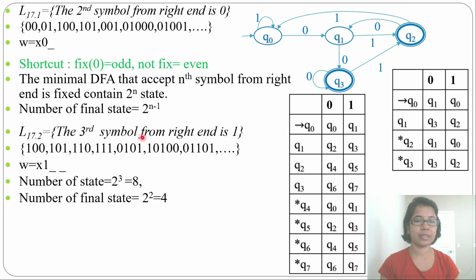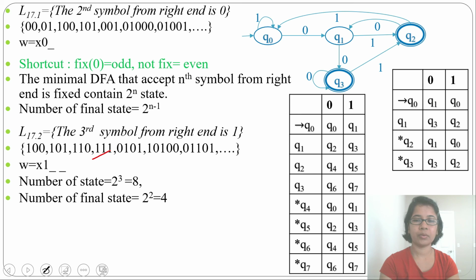Now let's check whether these strings are accepted or not. First, 100: from Q0 by 1 it goes to Q1, from Q1 by 0 it goes to Q2, and from Q2 by 0 it goes to Q4, and Q4 is a final state, so it accepts. Now check 101: from Q0 by 1 it goes to Q1, from Q1 by 0 to Q2, and from Q2 by 1 to Q5, and Q5 is a final state, so it accepts. Now check 110: from Q0 by 1 to Q1, from Q1 by 1 to Q3, from Q3 by 0 to Q6, and that is a final state, so it accepts.